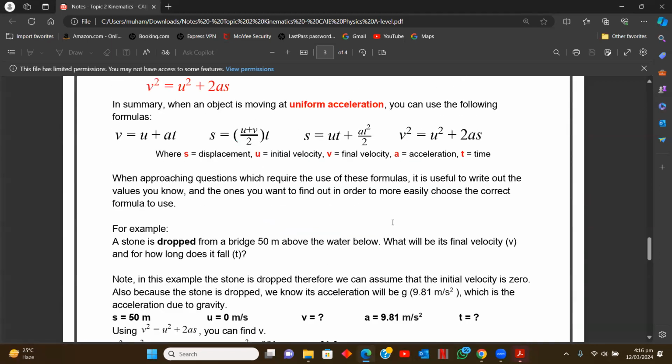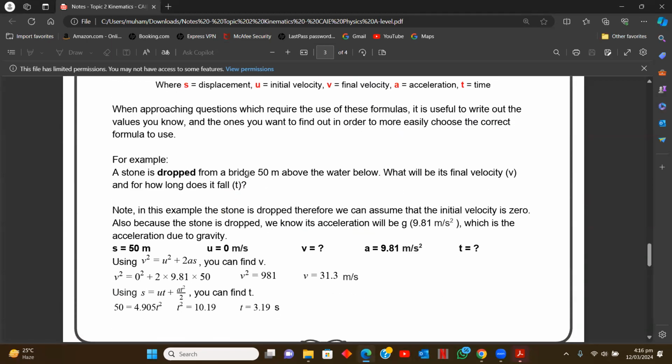Anyways, a stone is dropped from a bridge 50 meters above the water below. What will be its final velocity, v, and for how long does it fall, t? So first of all, note down the data that you have and note down what you need to find. A stone is dropped from a bridge 50 meters above.